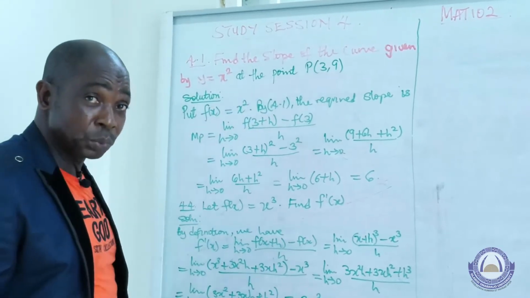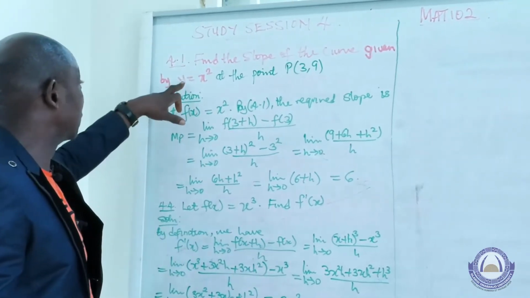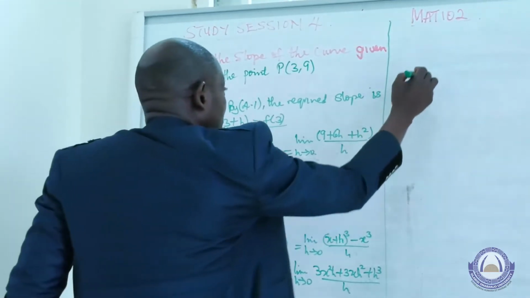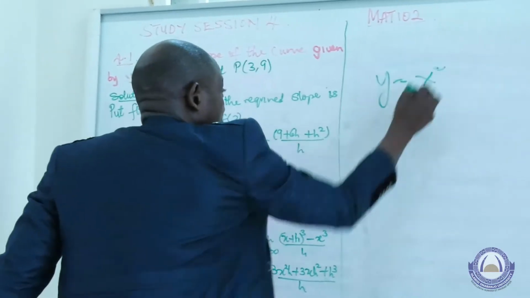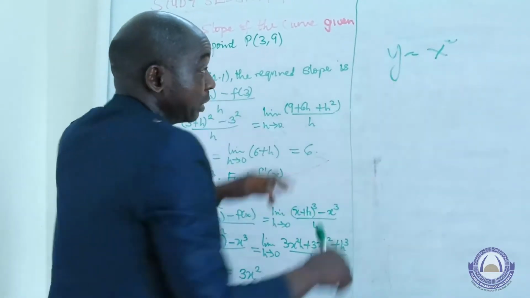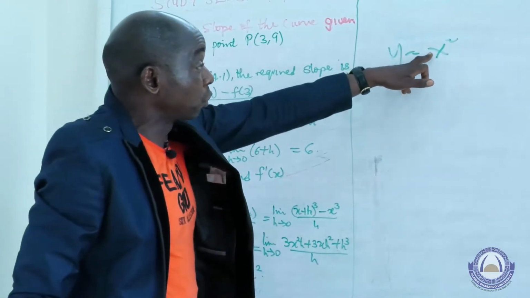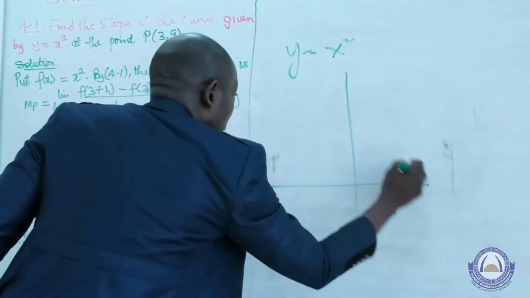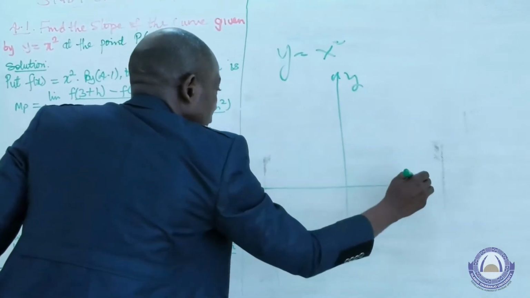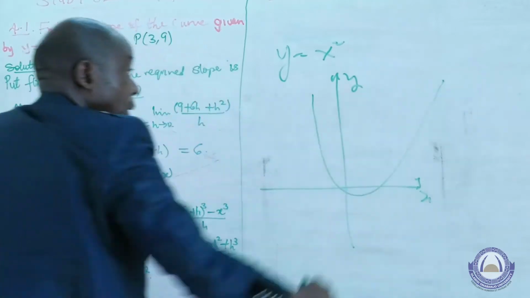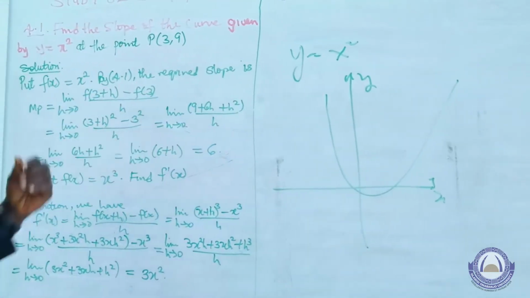I told you that when you have this type of function, the nature of the graph y equals x to the power 2, because there is a plus sign in front of this x, is going to be a curve shape. So we have y, x. If you draw the graph, it's going to be a curve shape.